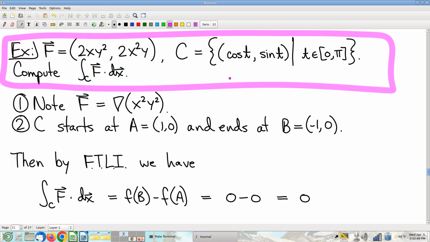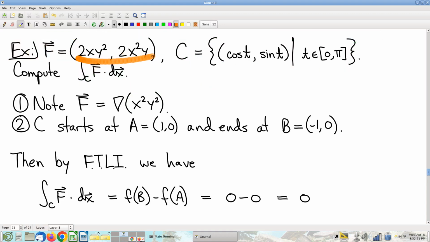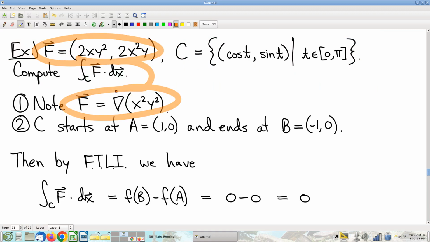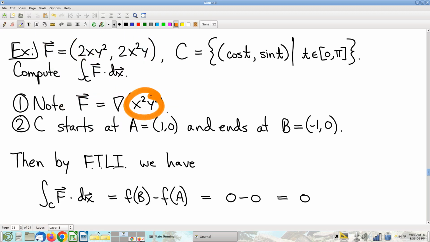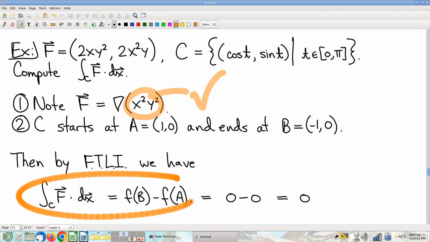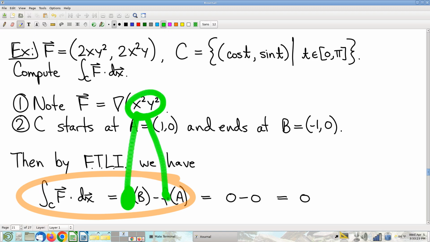Okay, what we're going to do here is observe that our vector field is a gradient. This is easily confirmed. Just take the gradient of this function, x squared, y squared, easy partial derivatives, and sure enough, it is the desired vector field. So, with this anti-gradient noted, I can just plug into the fundamental theorem of line integrals. So this function f is that thing right there.